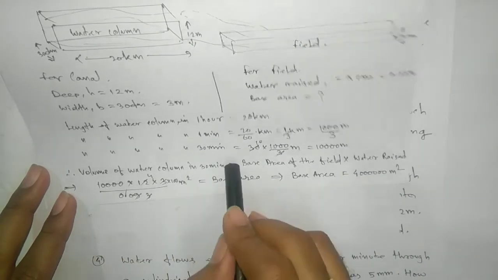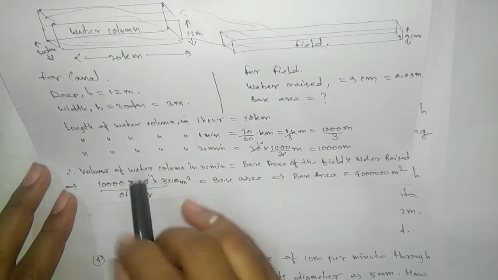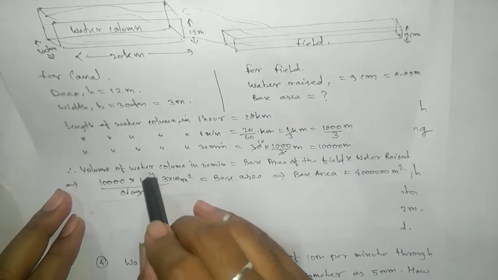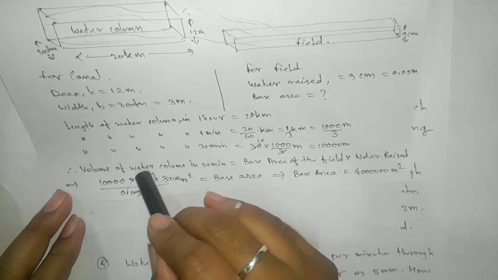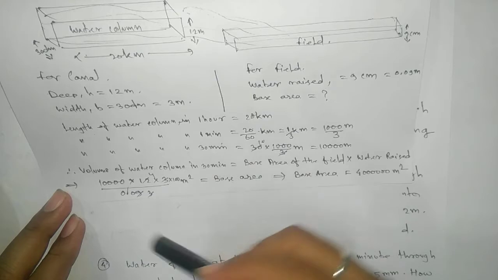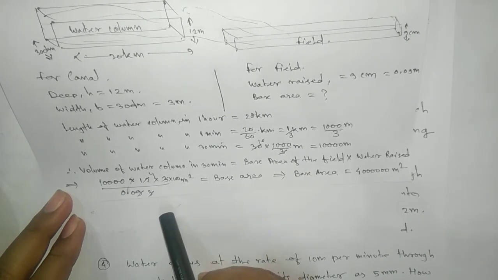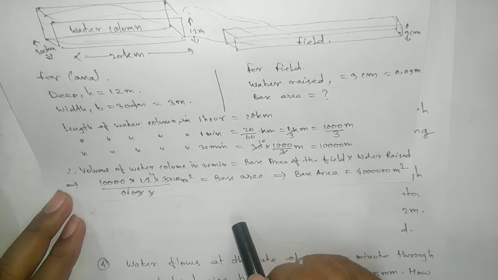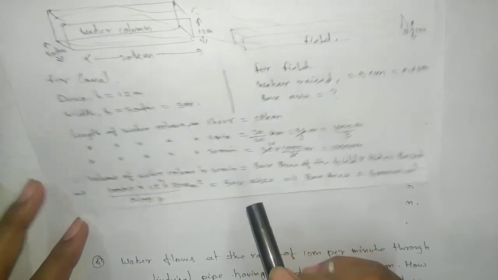The volume of water column in 30 minutes is length into breadth into height, as it is in cuboidal shape. So the length is 10,000 meter. The width, actually we have written 12 here, that is the height, no problem, you just adjust it here, and you can see 100 point taken out here and we are getting 100. Cancel it and we'll get the answer. Base area will be this. The numerical part you need to do yourself.